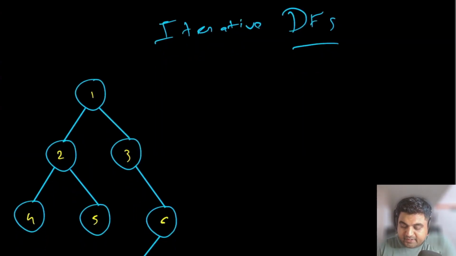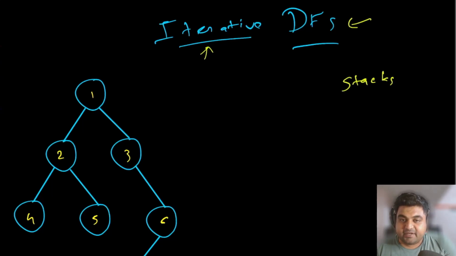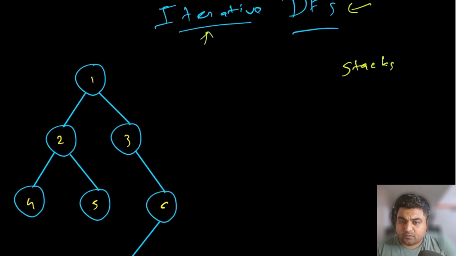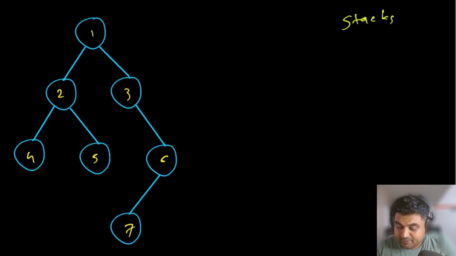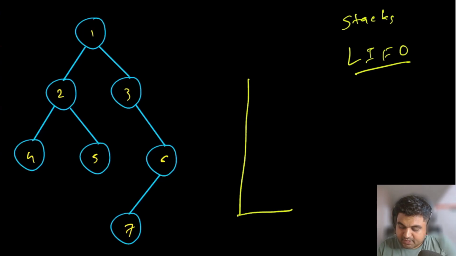Now again, for the iterative procedure, I'm going to show an example for a tree and also for a graph, but I'm going to explain it very quickly. The way iteration is going to work is that we are actually going to use stacks in order to implement our DFS function. Now we all know the property of a stack. The simple property of a stack is last in, first out. LIFO is the property, and that is what we are going to use the most.